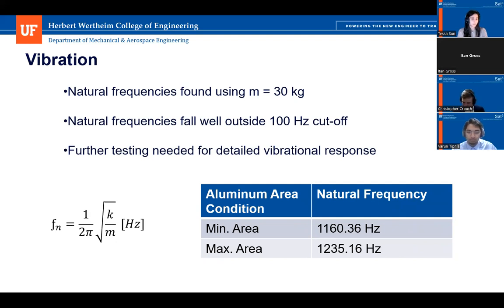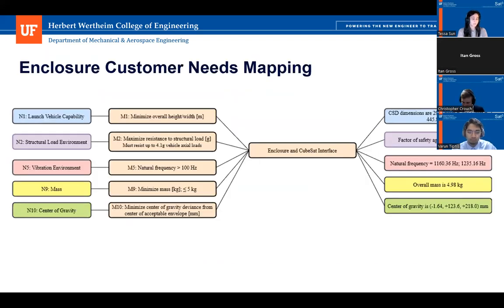Next slide, please. And here's just a brief summary and overview of how the enclosure meets the prescribed customer needs. Next slide, please.